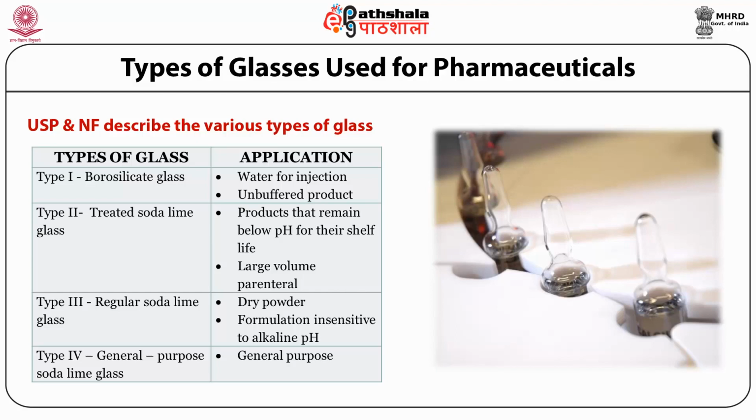Type 3, regular soda lime glass, is generally used to pack dry powders and formulations insensitive to alkaline pH. Type 4, a general purpose soda lime glass, is generally used for general purposes, or to store various types of reagents and products which are not affected by pH or alkali.